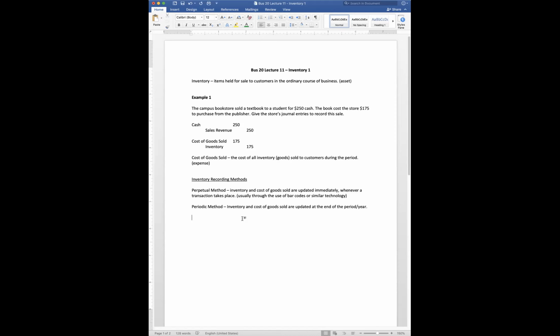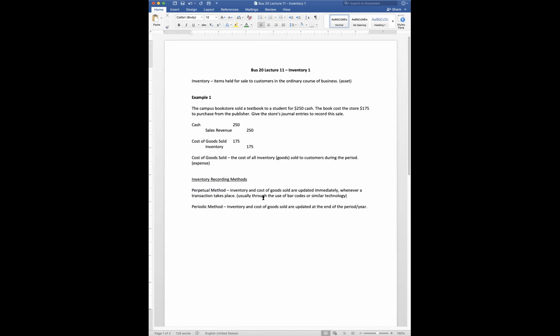Okay, if I'm selling 1 or 2 items a day, is it worth putting in a big fancy barcode system and cash register scanner? Nope, probably not. So I may still have the periodic system just because in comparison to my total business, I have such a small amount of inventory and I'm selling so few items, it may not be worth the expense of setting up a perpetual method. Right? So these are the kinds of companies that would use the periodic method. But by far, the vast majority of companies that sell physical goods are going to be using the perpetual method.